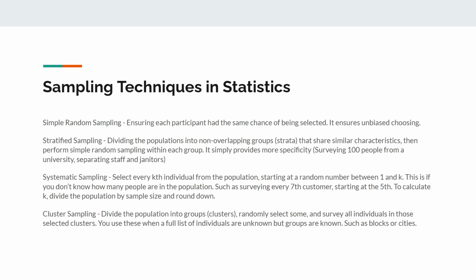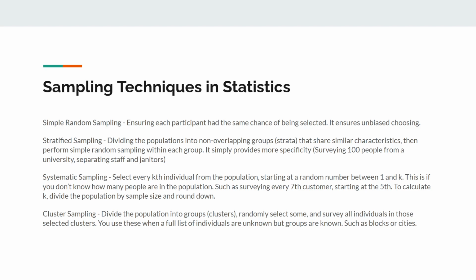Cluster sampling is dividing the population into groups or clusters, randomly selecting some, and surveying all individuals in those selected clusters. This differs from stratified sampling because cluster sampling is dividing without bias. You're just dividing it into categories that are probably diverse within each group, whereas with strata, you're identifying characteristics that are similar and then separating it that way.